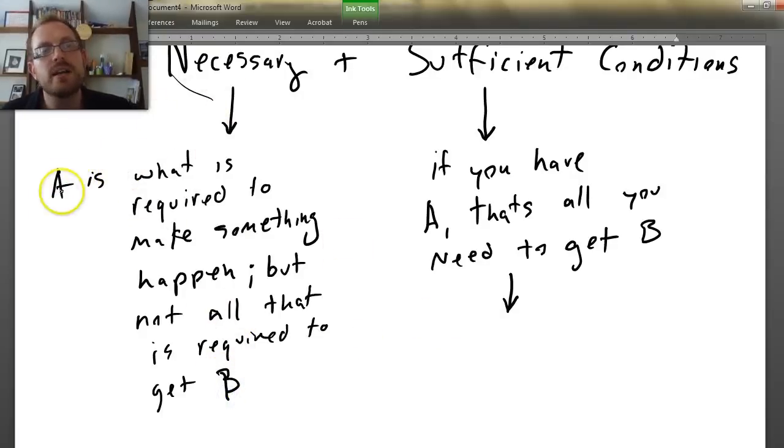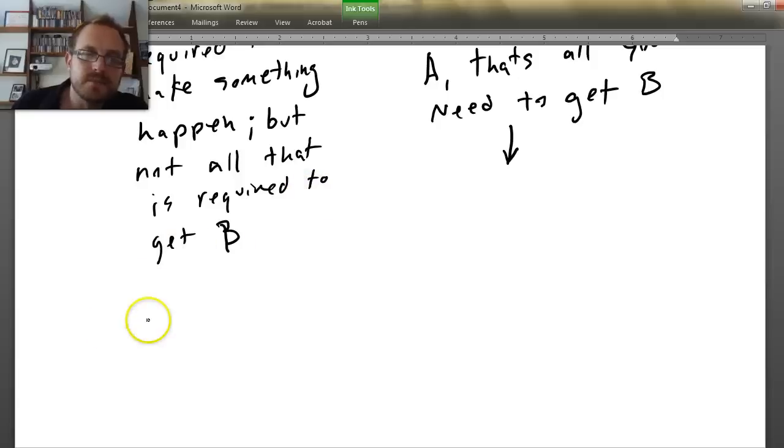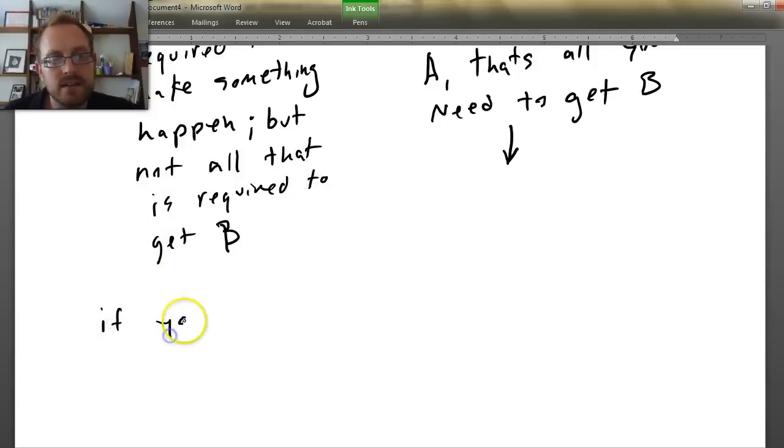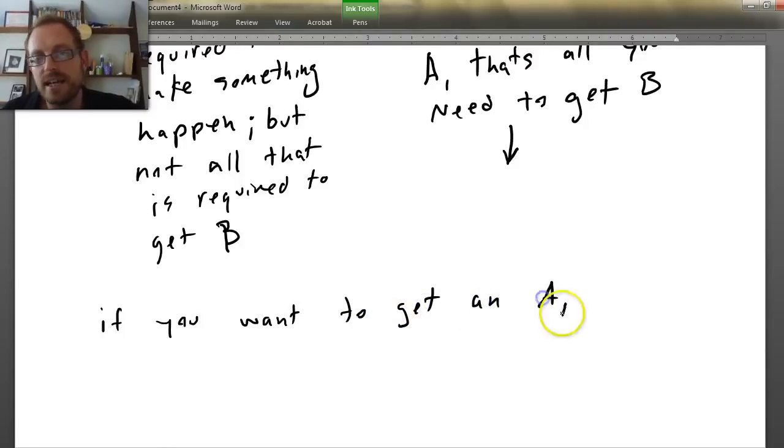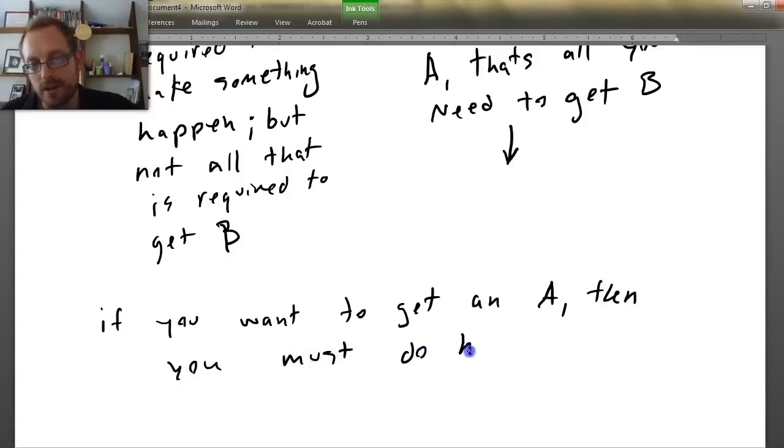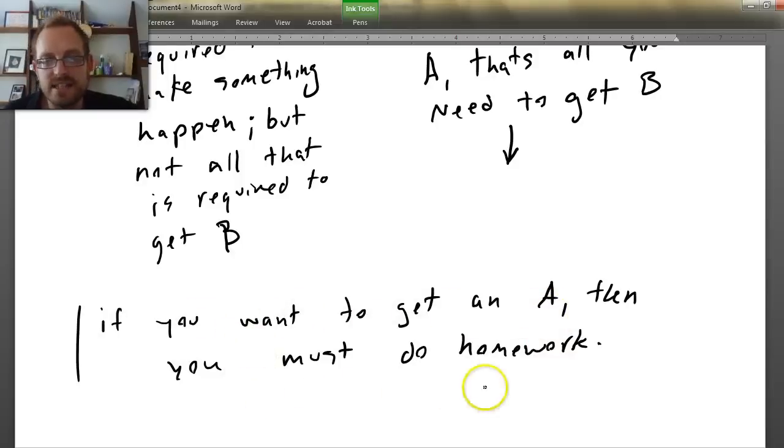So a necessary condition is when A is what is required to make something happen, but that's not all that is required to get B. Okay, so a necessary condition is: this has to occur, but more things than this have to occur. So for instance, what if I make this claim? I say, if you want to get an A in a course, then you must do homework. Okay. Now, if you want to get an A, then you must do homework, right? So strictly speaking, if you want to get an A, this is the antecedent and this is the consequent, okay?